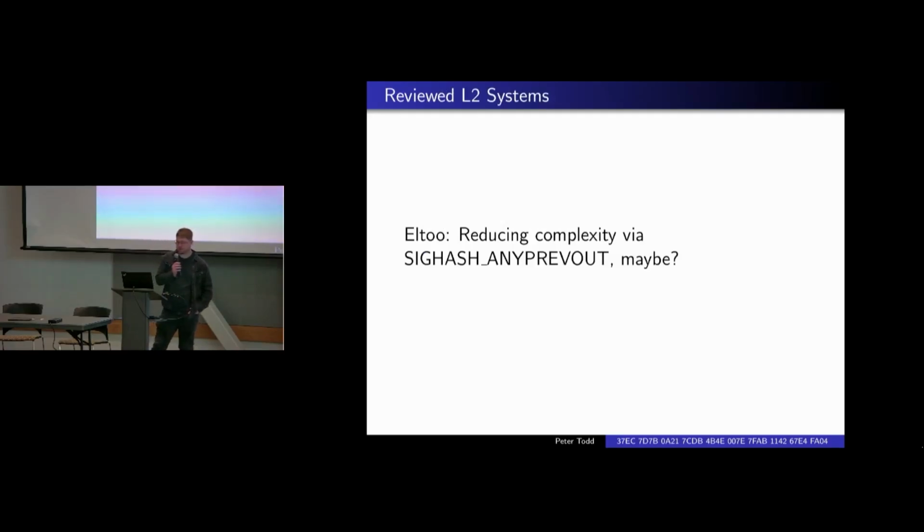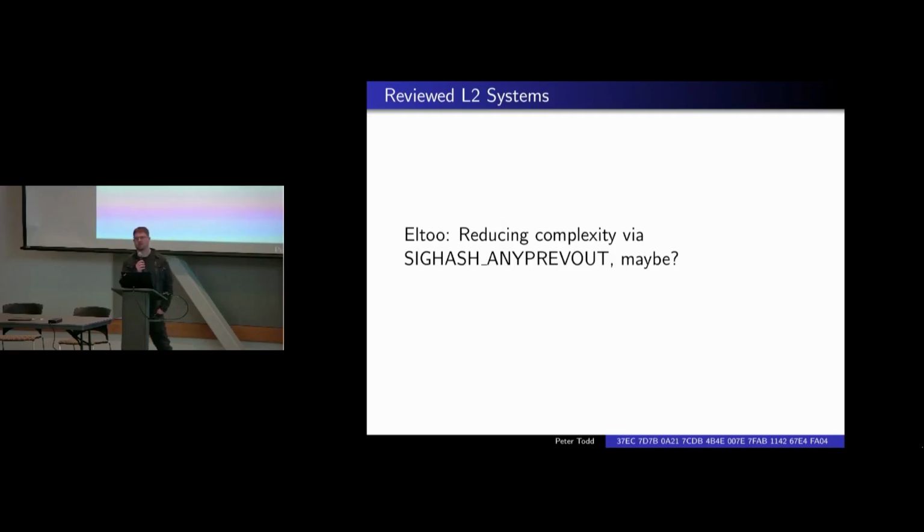So the next thing I did in this paper was review different L2 systems that don't currently exist. One example of this is the terribly named L2. Terrible, terrible name, but yes, LN-Symmetry is the current name, but it still gets called L2 in a lot of documentation.